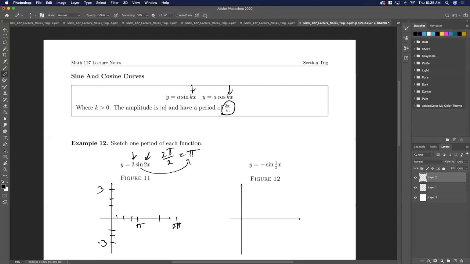And so here, we're going to start at zero. This is sine. We're going to start at zero. Here, the quarter mark, it gets up, comes back down, goes down.